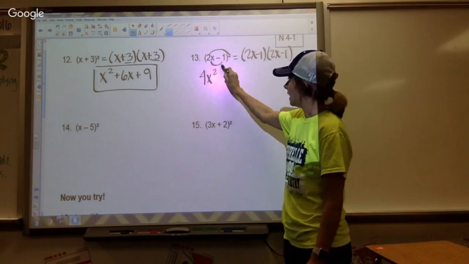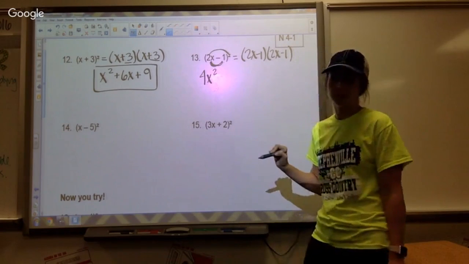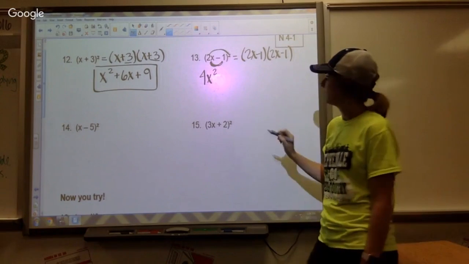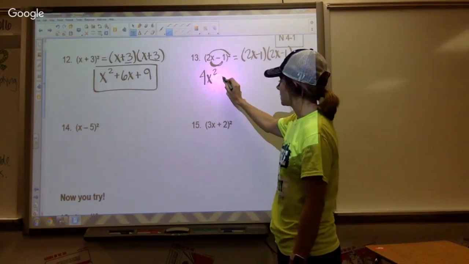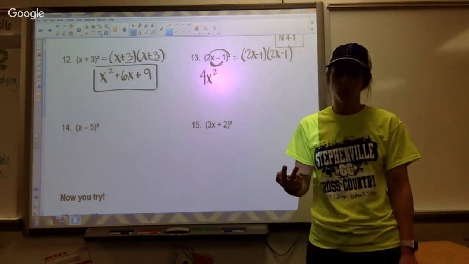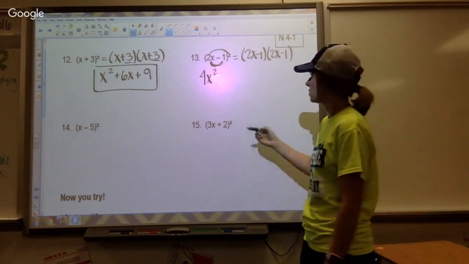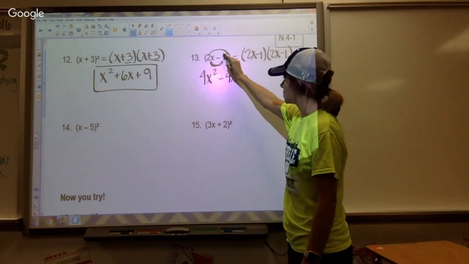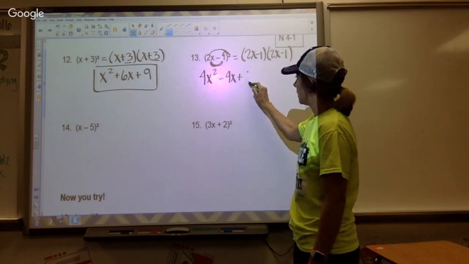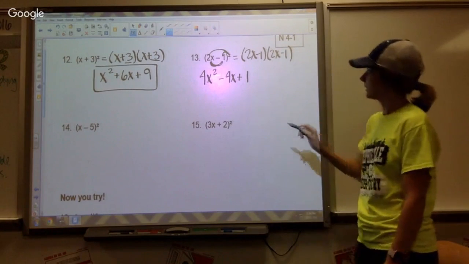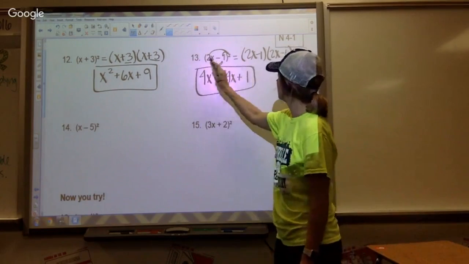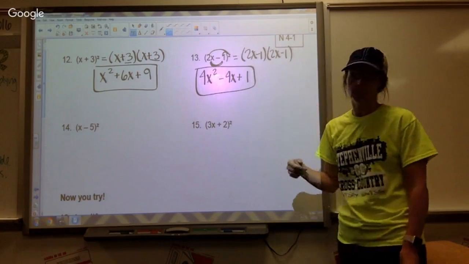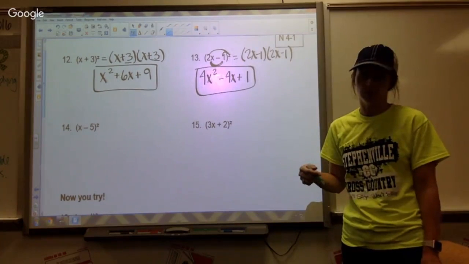You can multiply these two terms inside your parentheses, so 2x times negative 1 would give you a negative 2x, but you would have 2 of those, so you would need to times it by 2, which would give you a negative 4x. And then you would have to square that negative 1, which would give you a positive 1. If you had used FOIL, it would have given you the same answer after you combine like terms.